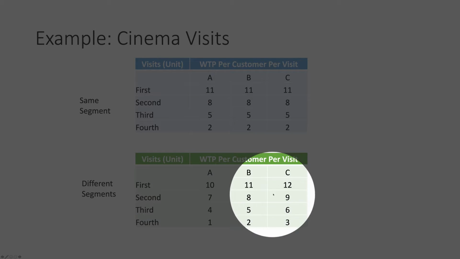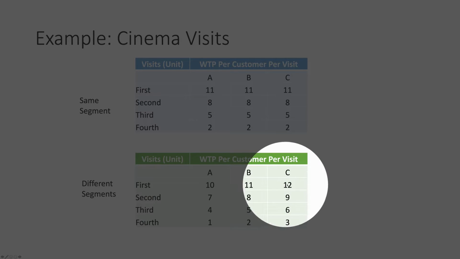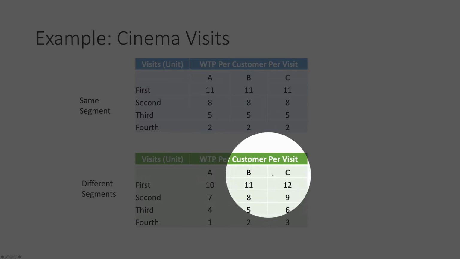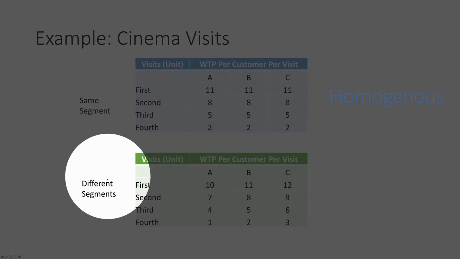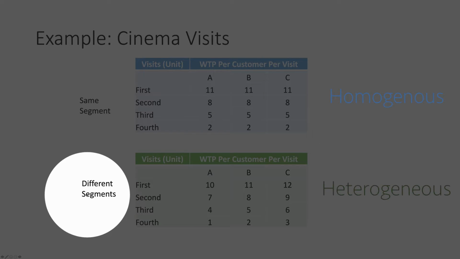First higher than the second, third, and fourth. But these three segments have different distributions of willingness to pay. So the reason why we use these two tables is we want to see whether it makes any difference if the market is relatively homogeneous, so all three segments are the same, or the market is more heterogeneous, when different segments have different willingness to pay.